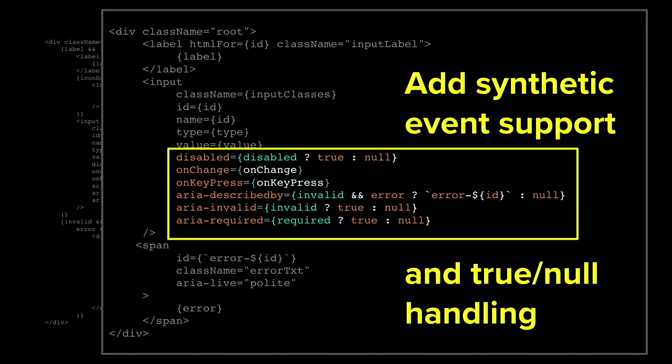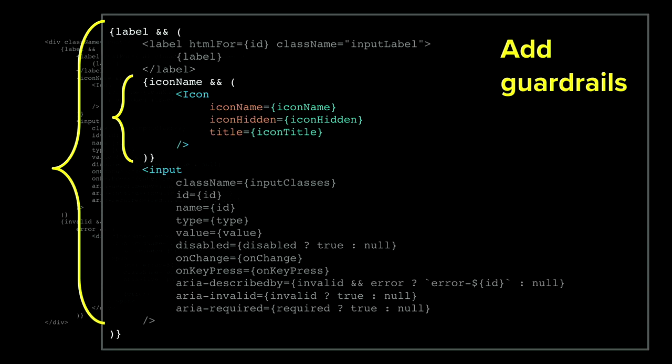And if you notice in the aria-describedby, I also did a true or null, well, an ID or null prop there because we don't want the aria-describedby to show up until it's needed, and this is why. I'll talk about it in the guardrails.